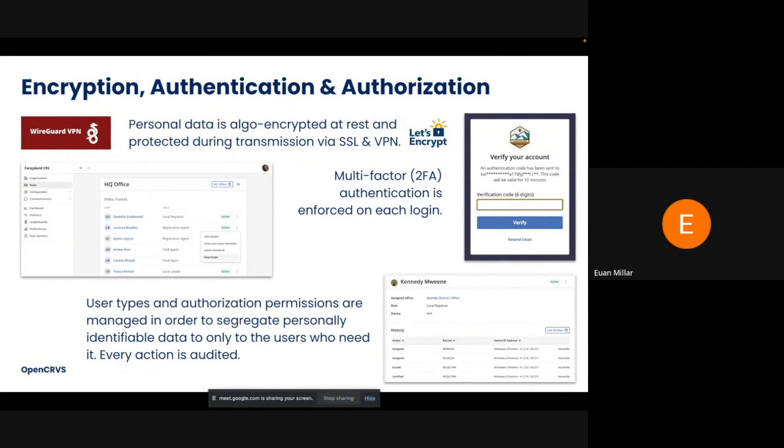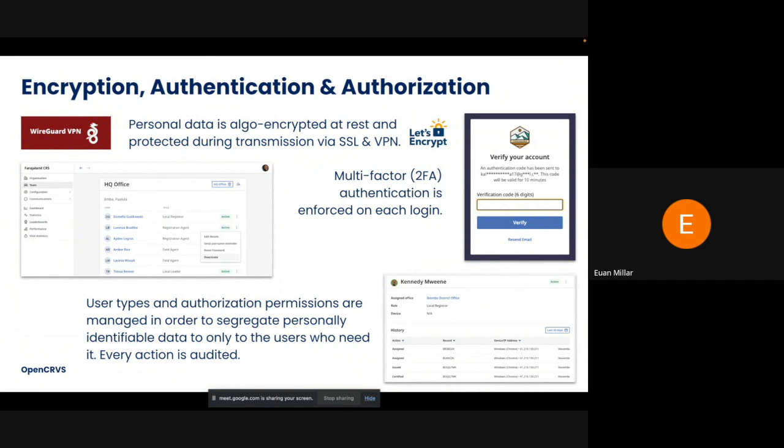OpenCRVS is encrypted and authentication and authorization strictly controlled. So personal data is algorithmically encrypted at rest in the databases and protected during transmission via SSL and VPN. When authenticating with OpenCRVS as a user, two-factor authentication is enforced on each login. So you will get a 6-digit code, which can be sent to you via email or SMS, potentially via an authenticator app if you so wish. And that really is a very secure way to access the application.